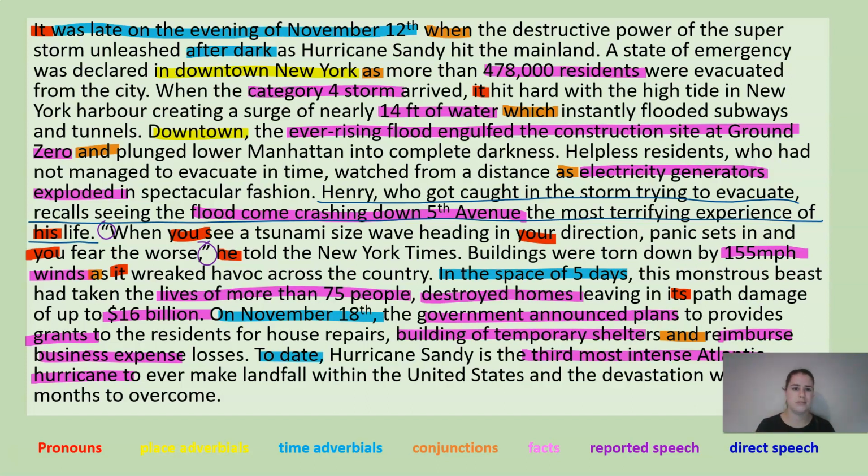Now, I know I've got lots of facts in there. I also don't have very many place adverbials. So if I'm going to be talking about Hurricane Michael, and we're talking about it going through Yucatan, and up through the coastlines, you might want to add some of that additional information. So you might be able to get some more place adverbials in yours.